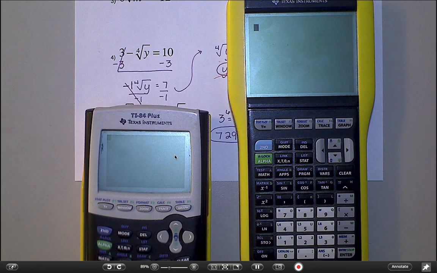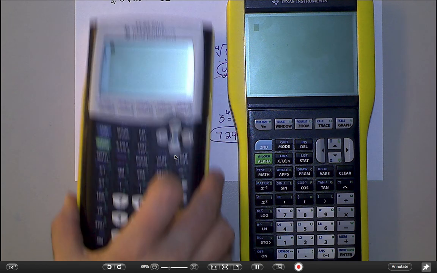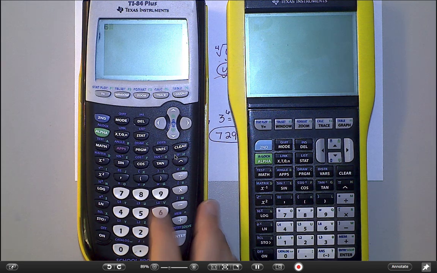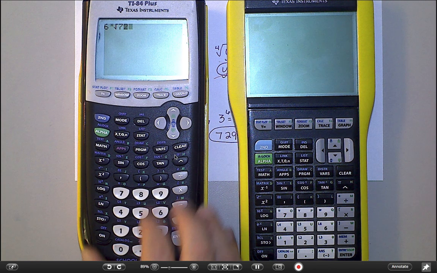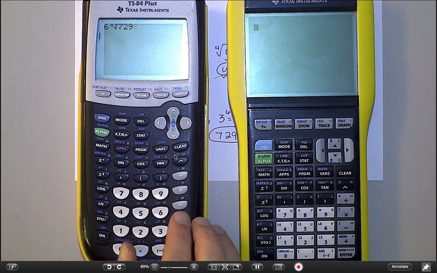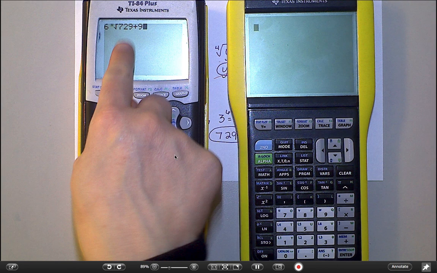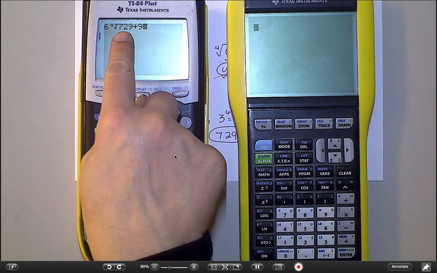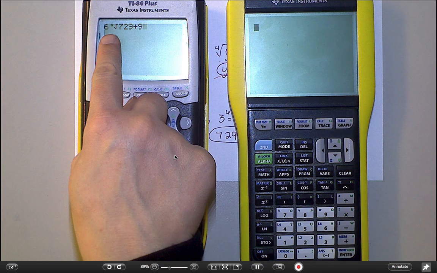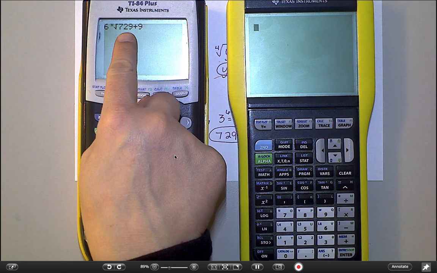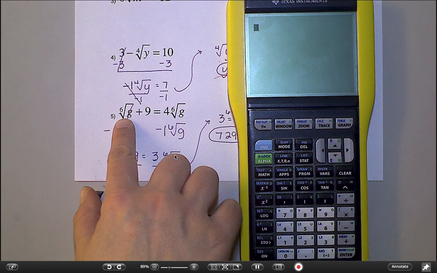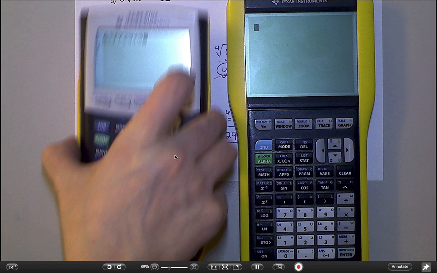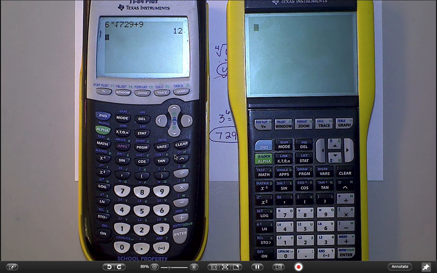Okay, so where's my problem here? So I want to start with the 6th root of g. So 6th root of 729 plus 9. So on this calculator, if I don't put it in parentheses, then your calculator is only applying the root to the 729, which is what we want it to do based on how this is written. We only want the 729 under there, okay? And that comes out to be 12, all right?